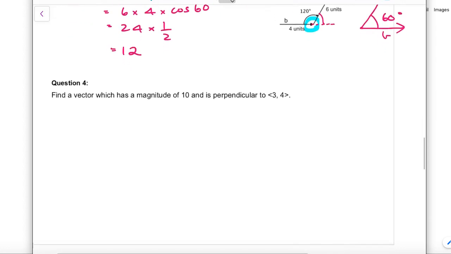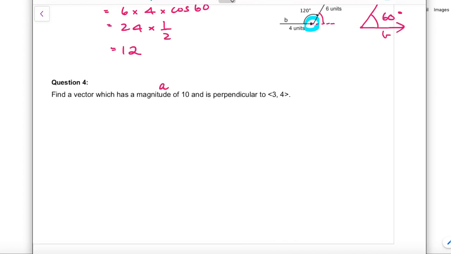In our final example, I'm asking you to find a vector which has a magnitude of 10 and is perpendicular to (3, 4). So I'm going to call the vector, I don't know, A, because I know its magnitude is 10. And I'm going to call the vector that it's perpendicular to (3, 4). What I know about this vector A, if its magnitude is 10, is that I don't know its component form, so I'm going to call it (x, y), which allows me to define its magnitude as x squared plus y squared equals 100.